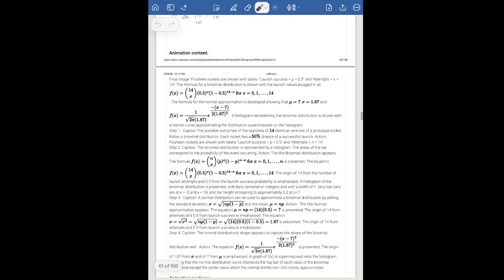Right? You can calculate this way, or it turns out you can actually use this formula where you have your 1 over the square root of 2 pi, times this here, where 1.87 is actually the standard deviation, or the square root of n times p times q. And we can use those to get this to approximate. Actually, it's the other way around. This to approximate this.